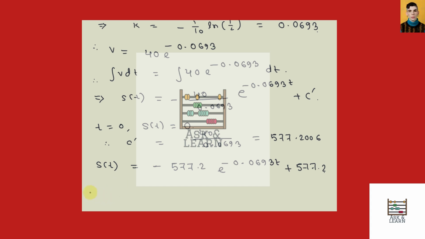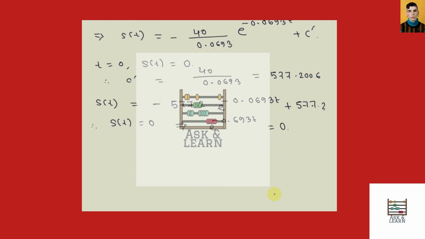becomes 0. So v of t equal to 0. This implies e to the power minus 0.0693 t is equal to 0. This equation has no solution. So this means that the boat will never come to a complete stop.